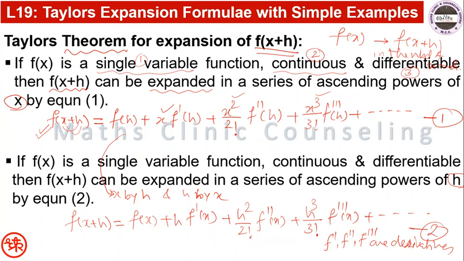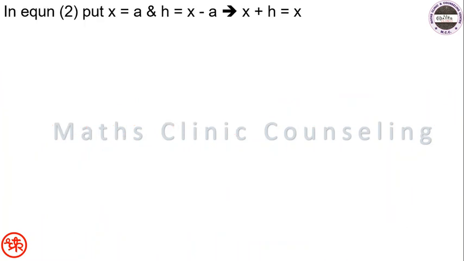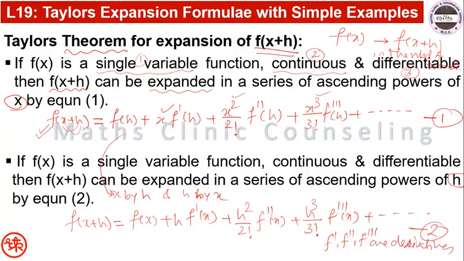Now, formula number 1 and 2 are called Taylor's theorem or Taylor's expansion formula. Now in equation 2, put x is equal to a, h is equal to x minus a.